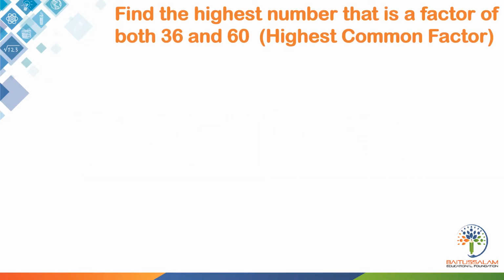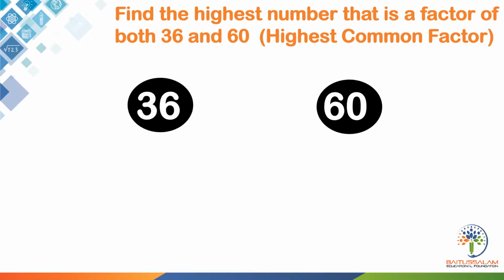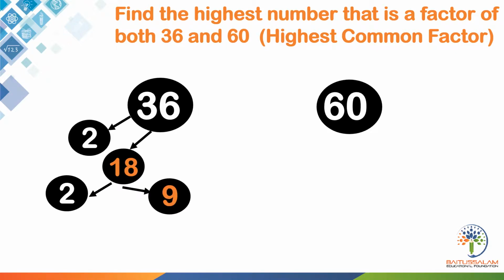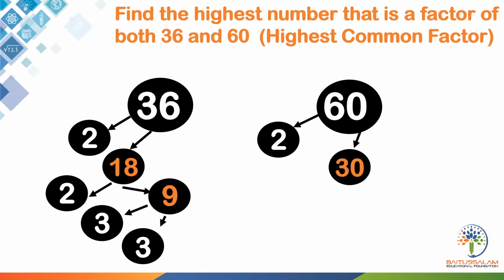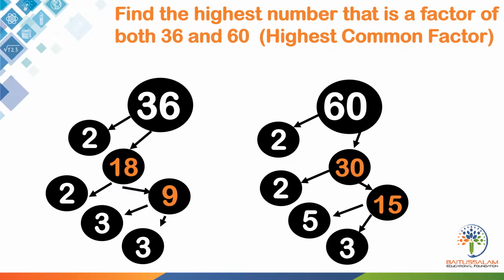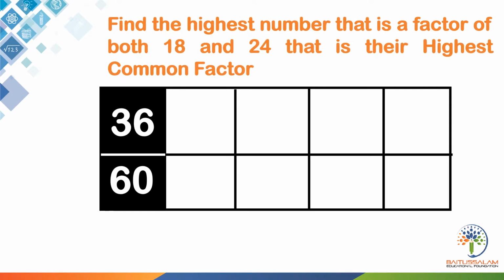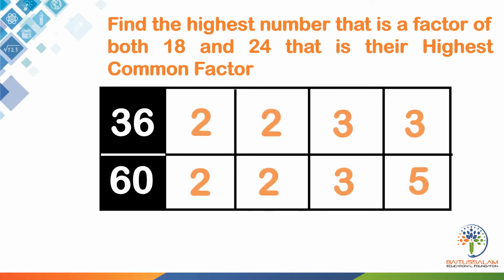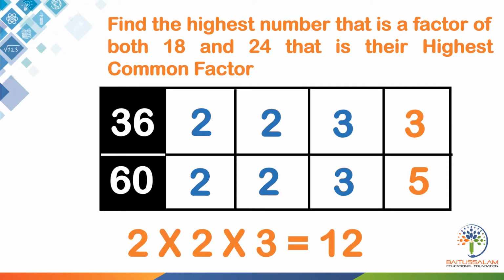Method 1. Now, if you want to find the highest number that is a factor of both 36 and 60, what you do is write down all the prime factors of both the numbers. The prime factors are then listed in a table. Now the common factors are multiplied. So here 2 is common 2 times and 3 is common once. So the HCF will be 2 multiplied by 2 multiplied by 3, that is 12.